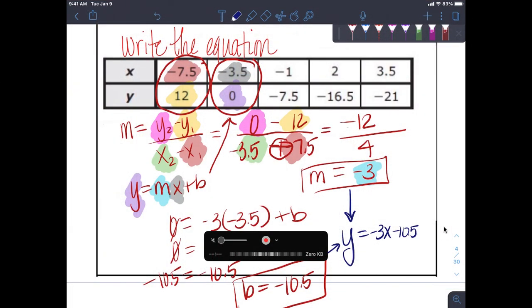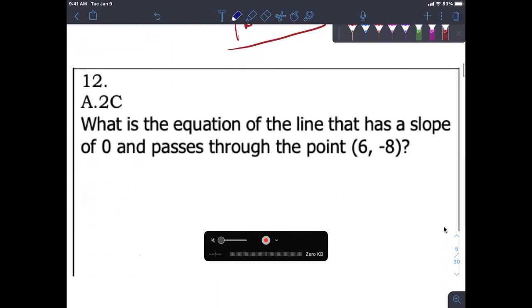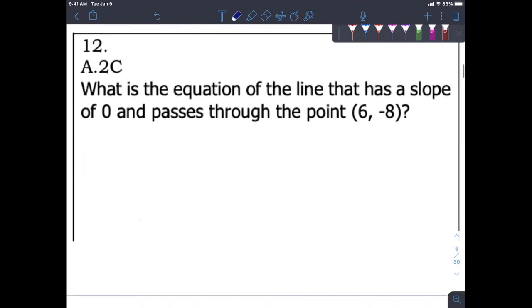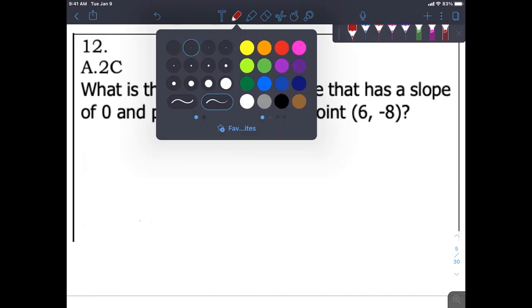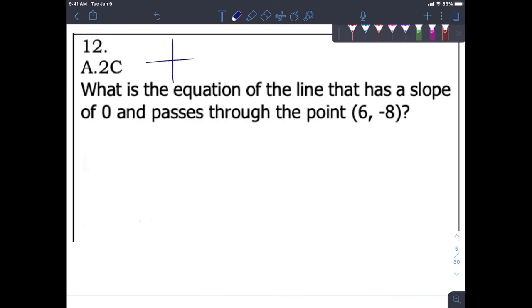All right, let's go ahead and take a look at the next one. Number 12. What is the equation of the line that has a slope of 0 and passes through that point? Okay, so before we get into this, I do want to make sure that you guys remember something. We had 4 different kinds of slope.